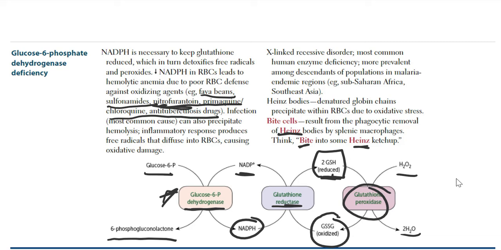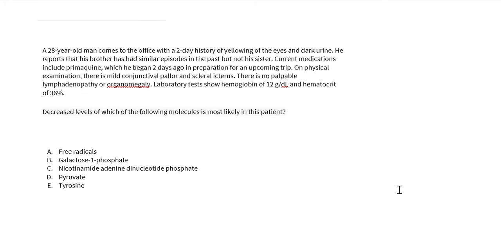Now that we understand what glucose 6-phosphate dehydrogenase deficiency is, let's go back to the vignette. Here we have a patient with yellowing of the eyes and dark urine, which is secondary to the administration of primaquine, which is an antimalarial medication. This medication increases oxidative stress in the body. The yellowing of the eyes is consistent with bilirubin as a breakdown product of hemoglobin inside red blood cells, and the dark urine is consistent with hemoglobin in the urine.